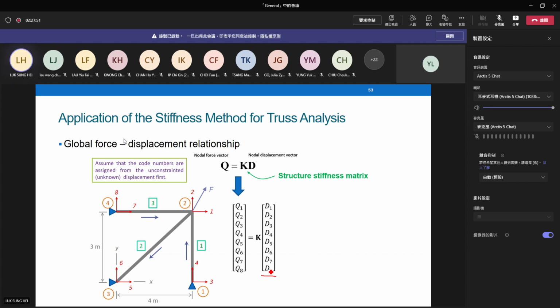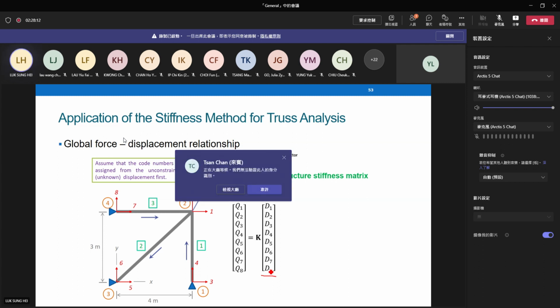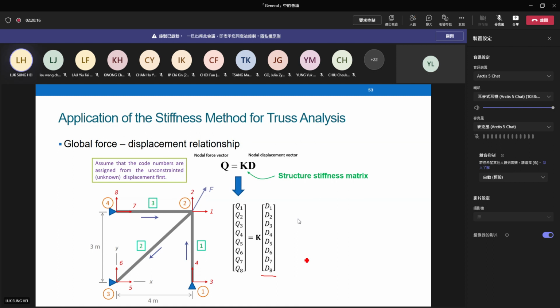When we discussed how to assign code numbers, what we do is take a look at the support conditions to see which displacements are equal to 0, right? So at the beginning, we express everything symbolically, D1, D2, D3. You can replace them using the exact numbers. Some of them are known at the beginning.